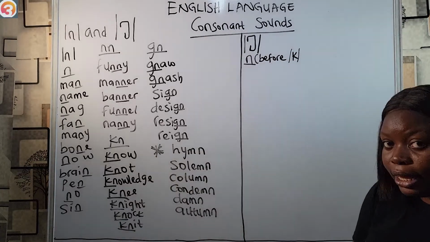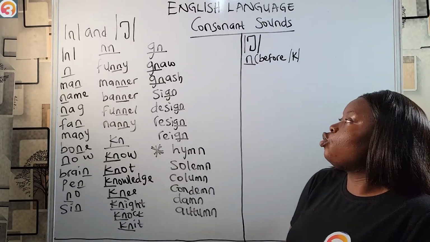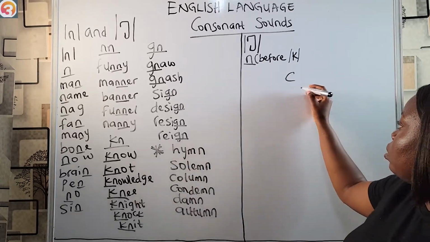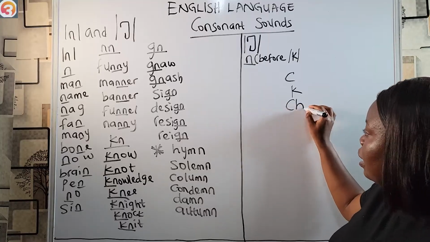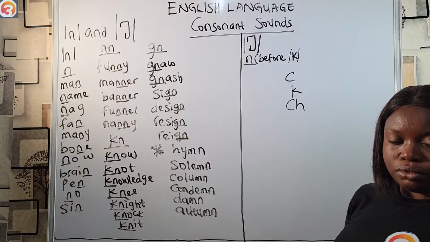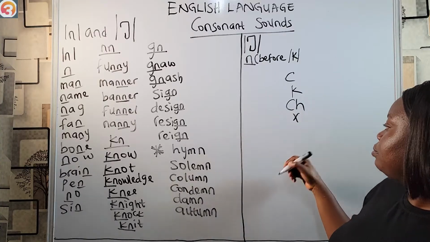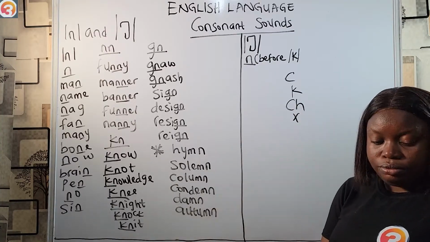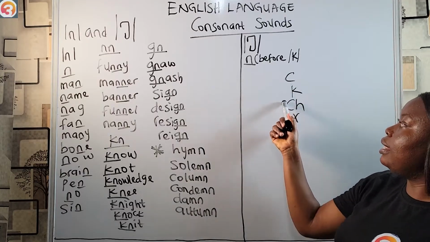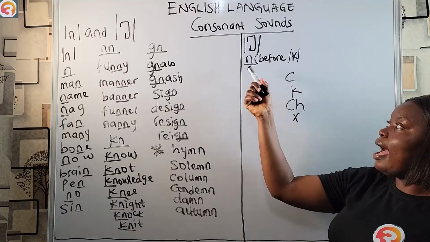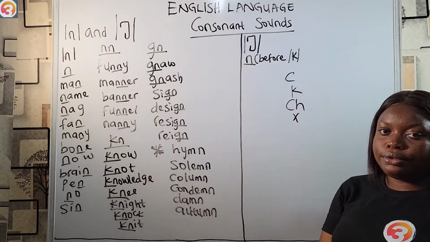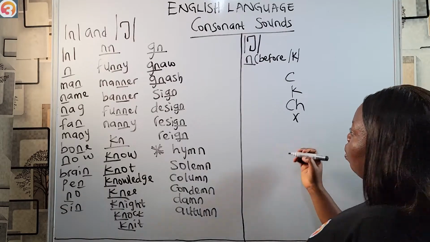So not letter K, but consonant K. It could be in the form of C or K or CH, as long as you pronounce it k, X. So as long as you pronounce these letters in words as k, and you have letter N coming before it, we classify it under the ng. So let me give an example.